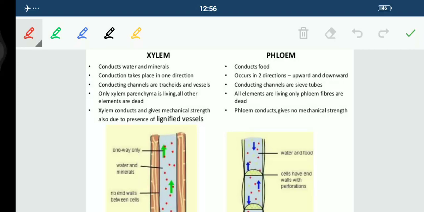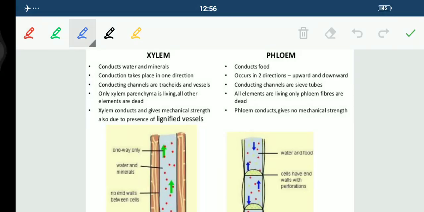Hello students, in this module we'll be studying the difference between xylem and phloem, and the animal tissues. Yesterday we already discussed the complex permanent tissues and finished with xylem and phloem as well, but we should know exactly what the difference between xylem and phloem is. For that I have prepared this tabular difference.